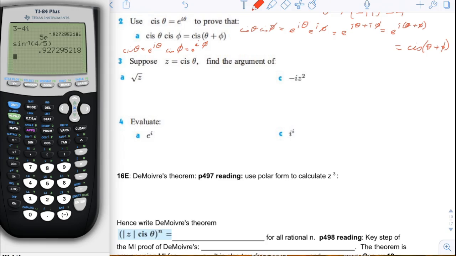Number 3. Suppose z equals cis theta. Find the arguments of square root of z. So square root of z, remember, can be rewritten as z to the 1/2. And z in this case is cis theta. Remember that cis theta can be rewritten as e to the i theta. So if we wanted to, we could rewrite z to the 1/2 as e to the i theta, to the 1/2, which is equal to e to the i theta over 2, which is equal to cis theta over 2. So it's theta over 2 is the argument.